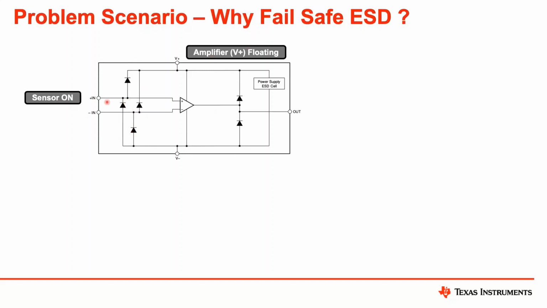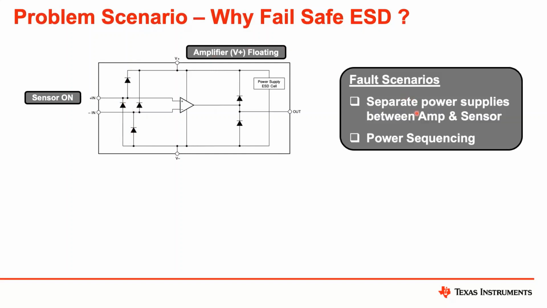What can cause this sensor on and the power supply floating scenarios? Two things. It could happen during the amplifier power sequencing, or it could happen when you use a separate power supply between amplifier and sensor to have a better sensor sensitivity in some cases.